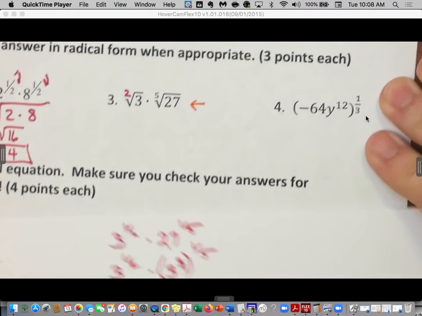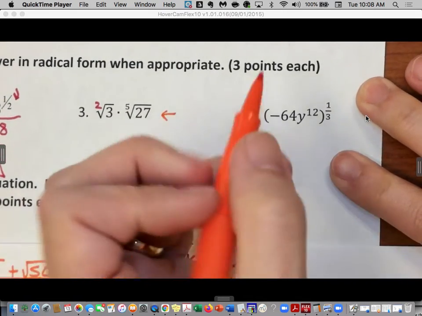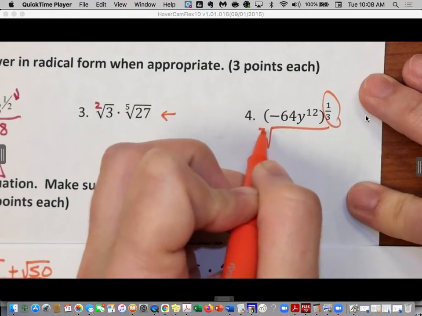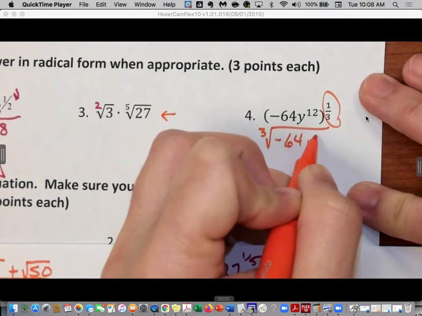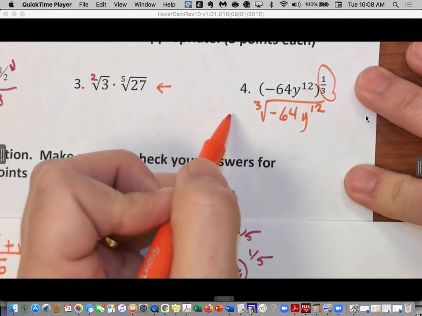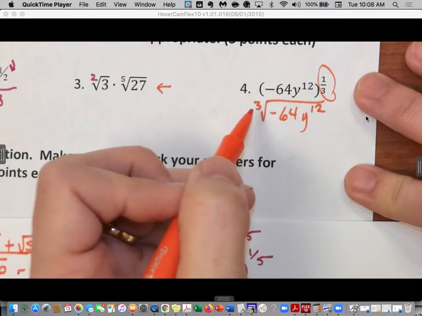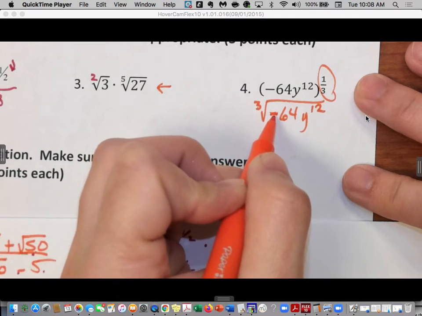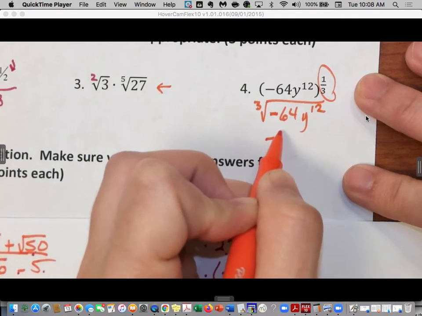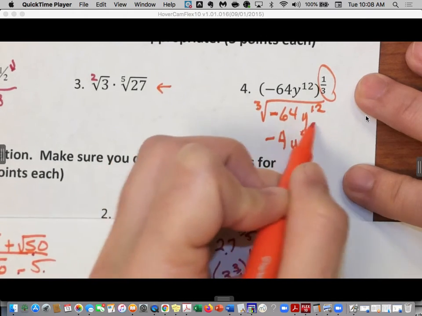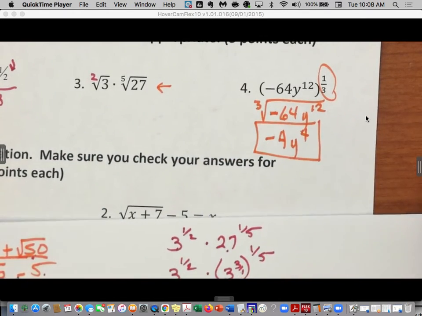Now, when you get to number 4, it's actually easier. Remember, that's just a cube root. Rewrite it. Now, let's see. Do we need to split anything up? Well, 64 actually is a perfect cube, and 12 is divisible by 3. So the only thing we've got to pay attention to is that the cube root of a negative is a negative. Cube root of 64 is 4, and 12 divided by 3 is 4. So that's all we had to do.